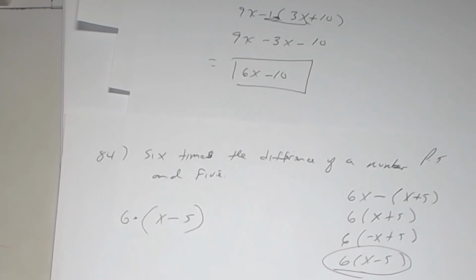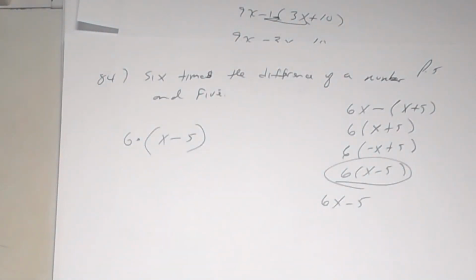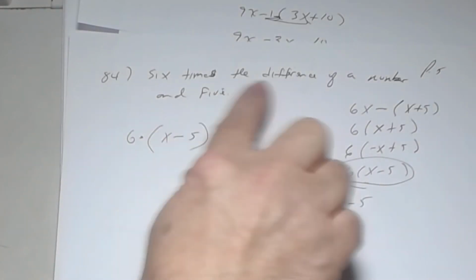Okay. What I thought some of you would say is this. That's what I thought some of you would say. None of you said it. That's a common one people write, because they say 6 times. They see the word difference, so 6 times the difference of a number. So right away they think 6 times a number, and then subtract 5. That's not what this is saying.